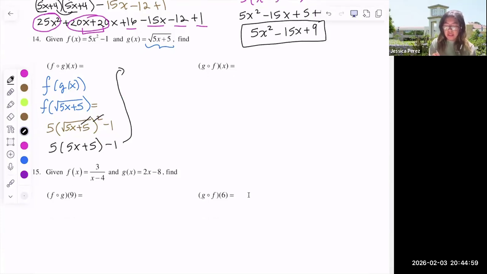So if I do some cleanup, I get 25x plus 25 minus 1. That gives me 25x plus 24 to be my final answer.